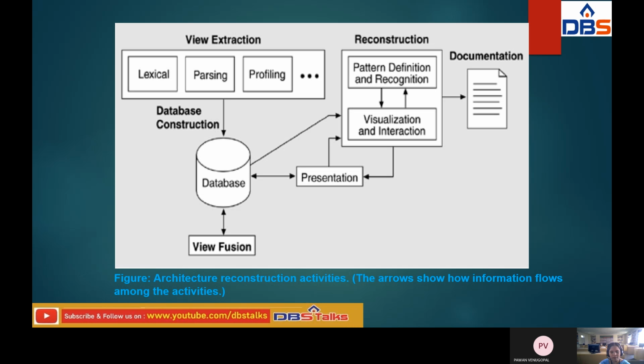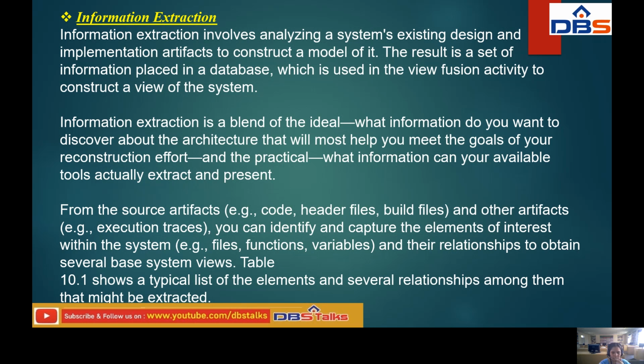Okay. So this is a very important concept. We have to reconstruct the software architecture, and we need to follow these four types of activities. Now we are going to discuss information extraction. Information extraction means nothing but we have to extract the information. We have to get the information from different sources. That is the meaning of information extraction.